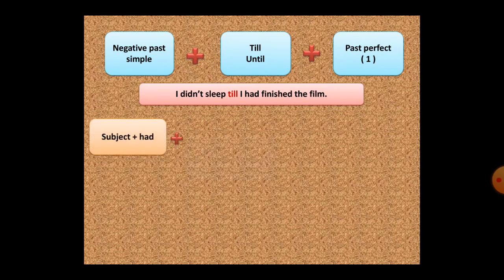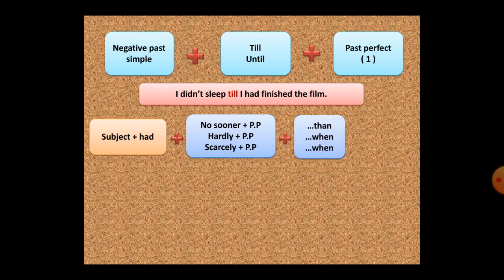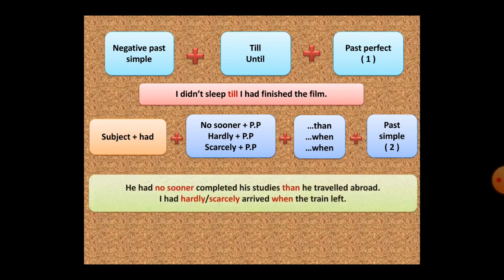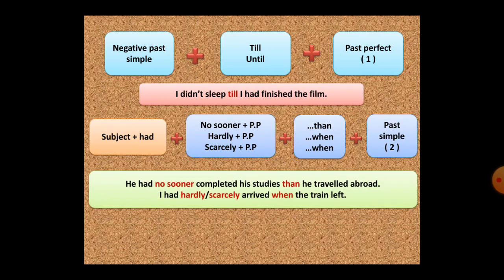Subject plus had plus no sooner PP, hardly PP, scarcely PP. With no sooner it would be than, with hardly or scarcely it would be when, followed by past simple, which is going to be the second action. Actually, the example will make it so clear. He had no sooner completed his studies than he traveled abroad. I had hardly or scarcely arrived when the train left. First action followed by second action.